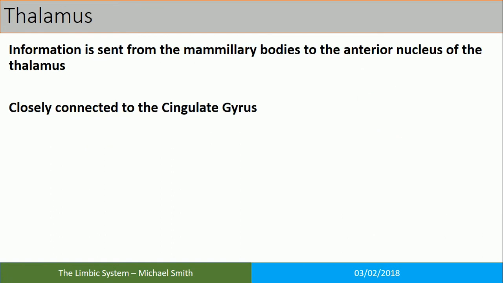The thalamus is involved in the limbic system as it is involved in just about everything in the brain. But as with most cases, it doesn't play much more than a modulatory role itself, and it helps to pass on this information.